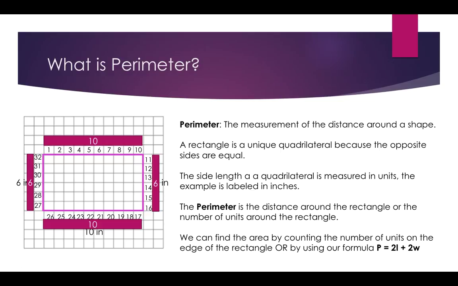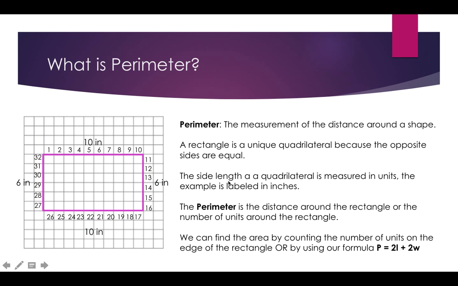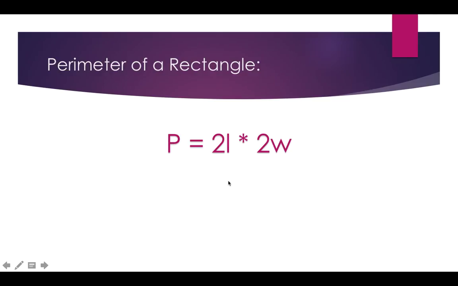So a formula for perimeter is 2 times the length of the rectangle. So I took this length and I accounted for the bottom and the top, plus 2 times the width of the rectangle. So instead of spending time counting all the way around that shape, you can use the formula, which is perimeter equals 2 times length plus 2 times width.